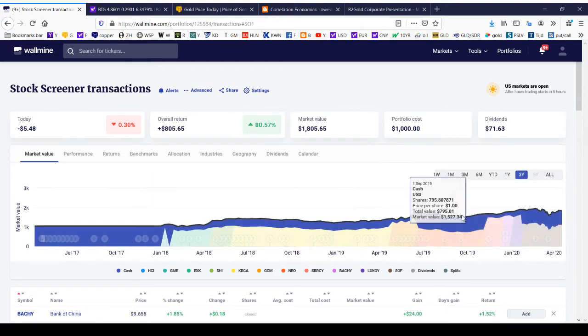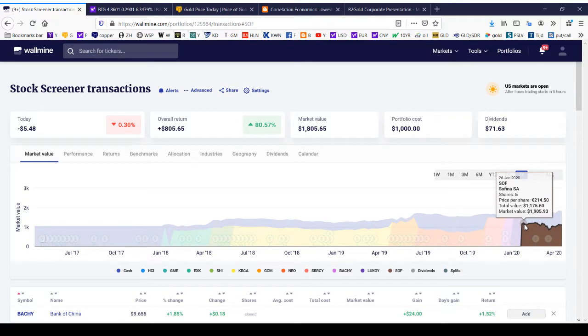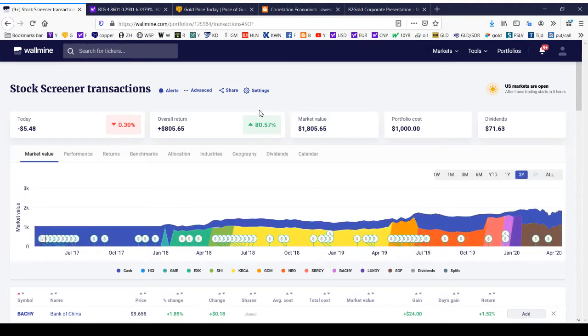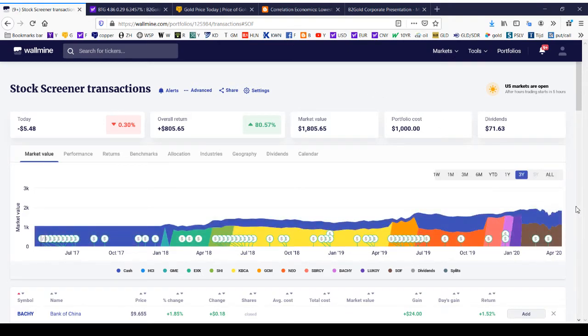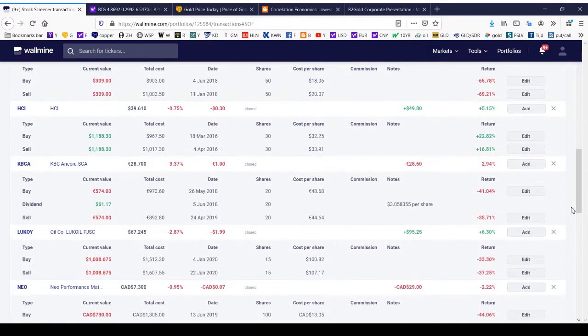This is the Stock Screener portfolio. We bought Sofina in January. It went down 30% with the stock market crash, but it went right back up and is only down like 4% now. So we still have an overall return of 80%. I believe Sofina will do very well in the coming years, but let's go to another stock here.